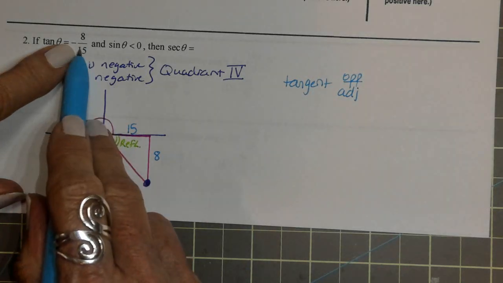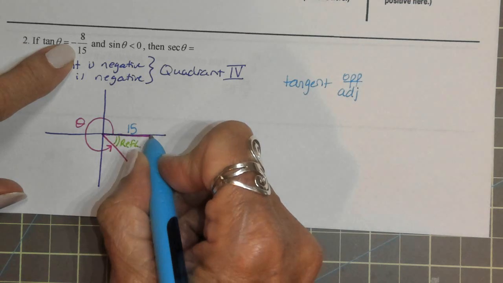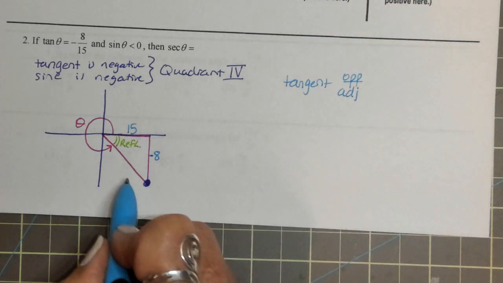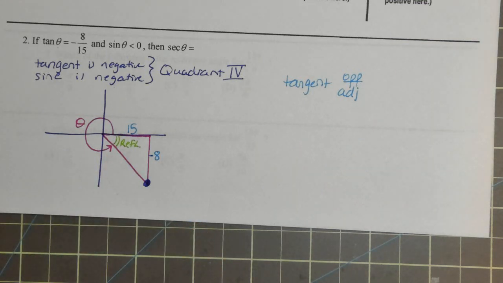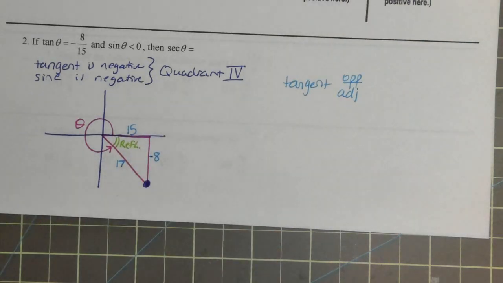Not both, because if it was both, I would not be down here in quadrant 4. Only one of them gets the negative. Which one is it? It's the 8, because it's going below the x-axis. The hypotenuse, what would be the value of that hypotenuse? What is that Pythagorean triple? That's an 8, 15, 17 right triangle, so that's the hypotenuse.